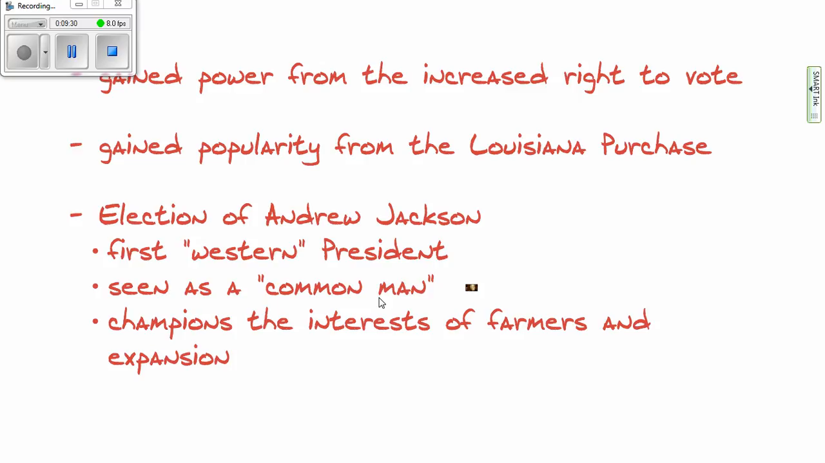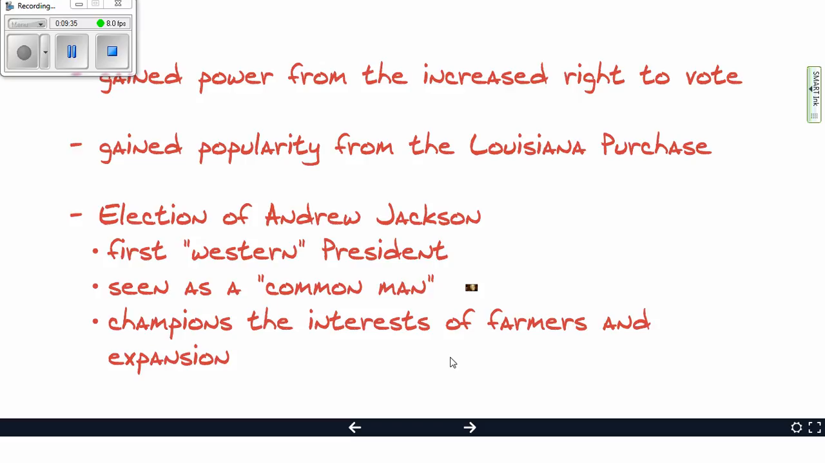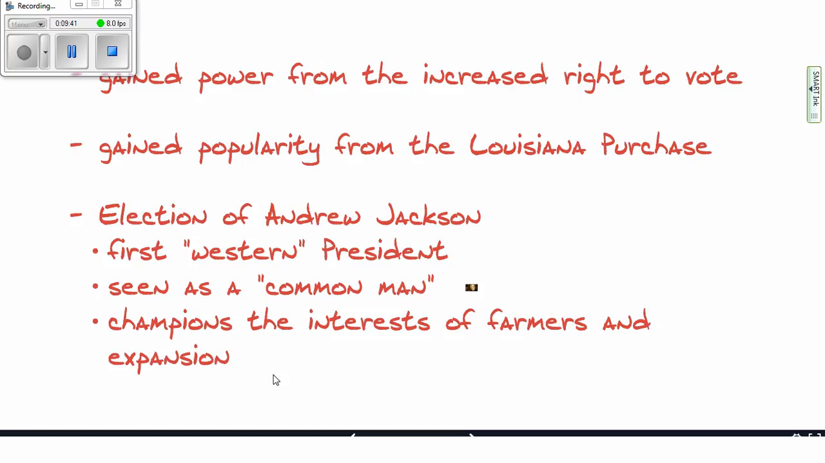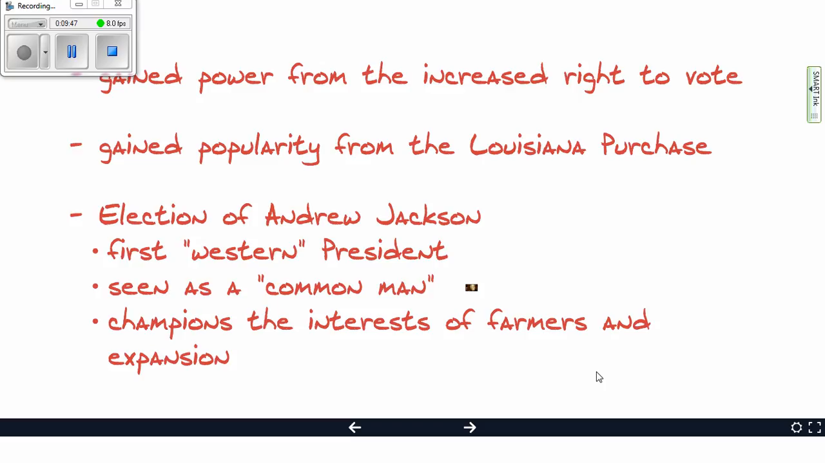And he championed the interests of farmers and land expansion. And of course, what did settlers and farmers want? They wanted more land even beyond the Louisiana Purchase. And so Andrew Jackson kind of rides that wave of Democratic popularity right on into the White House. And he's going to be a key figure in this time period.